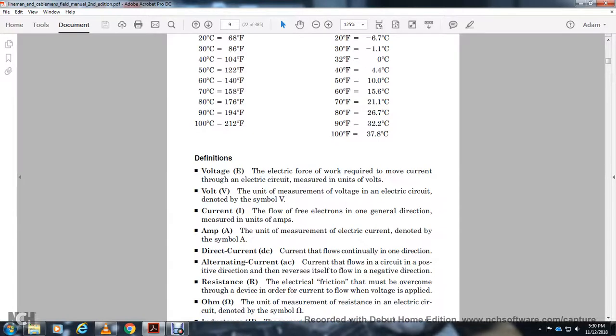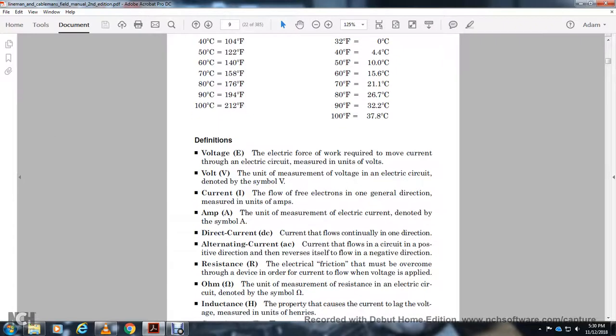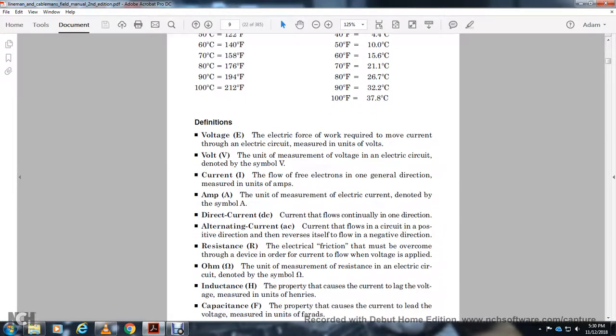Resistance is the electrical friction that must be overcome in a device in order for the current to flow with the voltage applied. The unit of measurement is the ohm, denoted by the symbol omega. Inductance, symbol L, is the property of the circuit that opposes a change in current, measured in henrys, H. Capacitance, symbol C, is the property of the circuit that stores charge with the voltage, measured in farads, F.